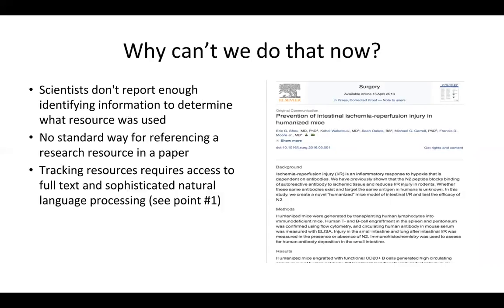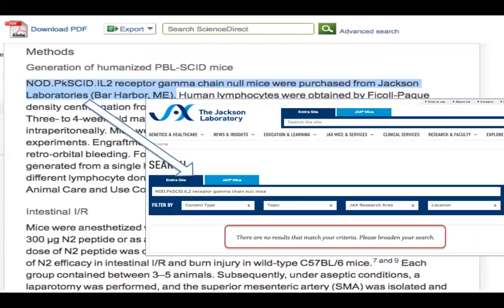But when you don't have a standard way for referencing research resources in a paper, it means you have a hodgepodge, and it's very difficult to pull out any information unless you have access to sophisticated natural language processing and others. We contrast that to our current citation system where, imperfect as it is, if somebody cites a paper, we're able to pull back that this paper was cited across all these different papers. And so having a standardized system is very helpful. And these are just some examples.